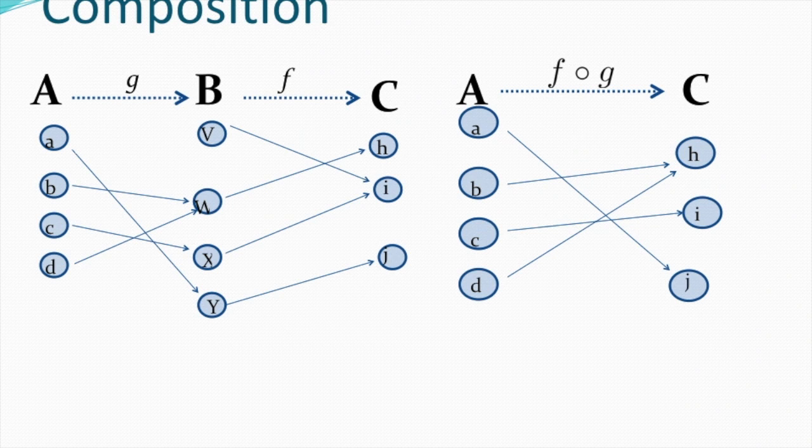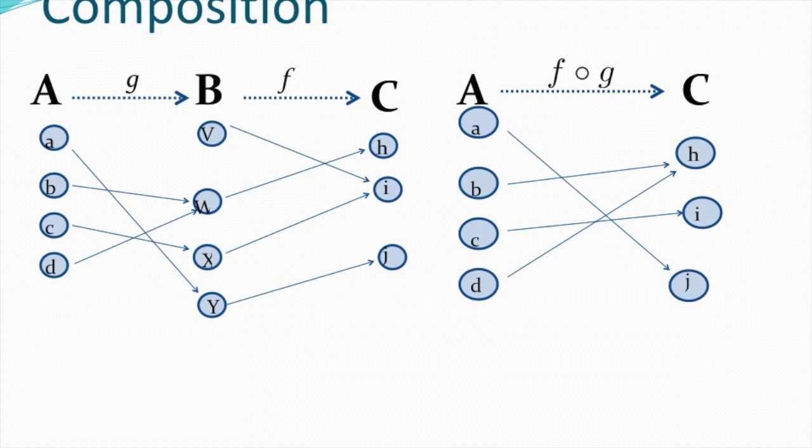Now, we have another function called f. Under the function f, there is a mapping between the elements in B to the elements of C. So, f of v is i, f of w is h, f of x is i, f of y is j. Now, based on the definition we just discussed, we can find f composition g where we start from a and end up at j. Why? Because g of a is y, okay? Now what is f of y? It is j. So f composition g of a is basically j.